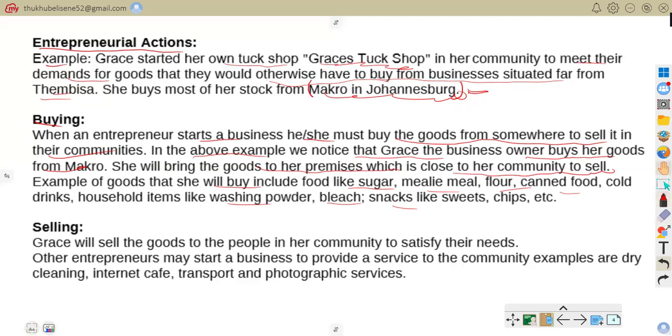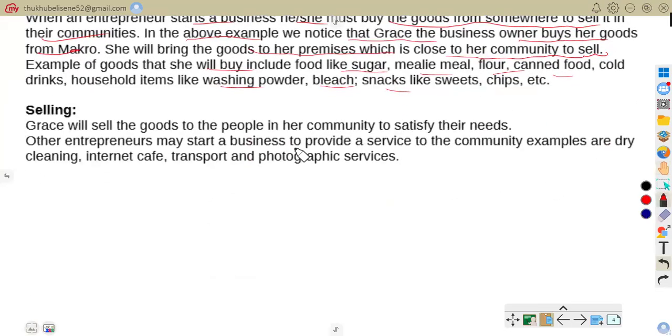So now let us be on selling. Selling says Grace sells goods to people in her community to satisfy their needs.